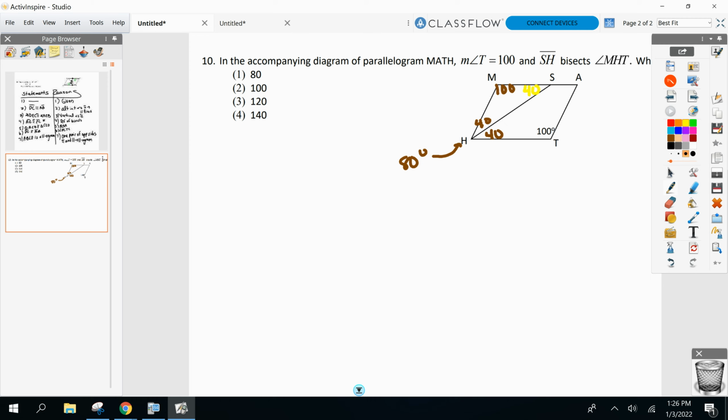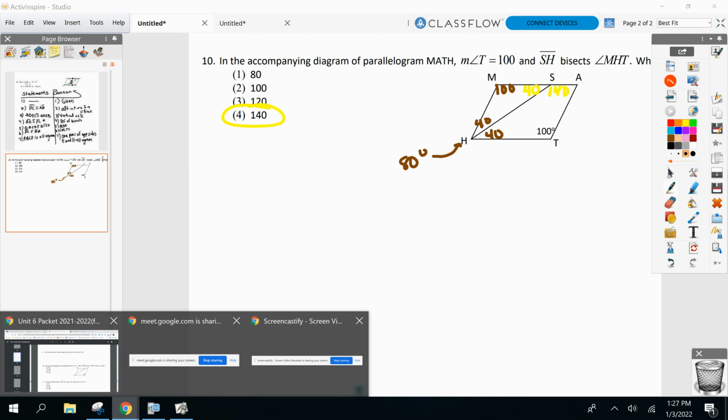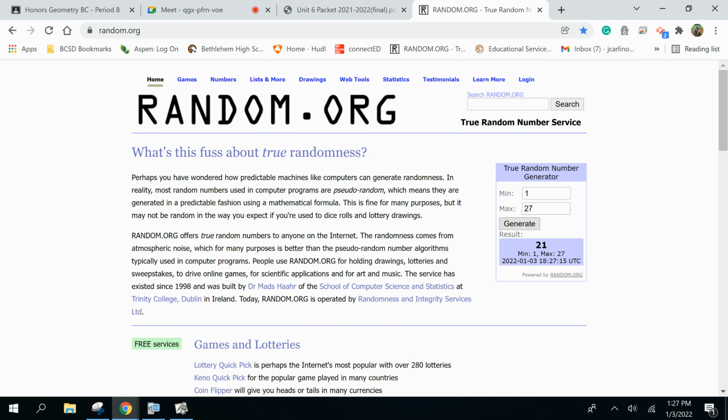And now if I wanted to get to HSA, what's the relationship between the 40 I just put in and HSA? Linear pair. So that makes them supplementary. 140. Other ways to do it as well. Questions about the parallelogram? God, I hope I pick something else other than a parallelogram here. Come on, give me something else other than a parallelogram.